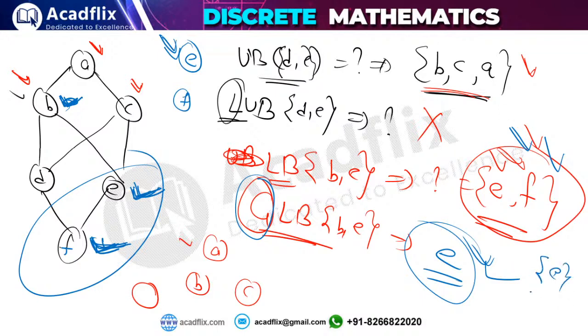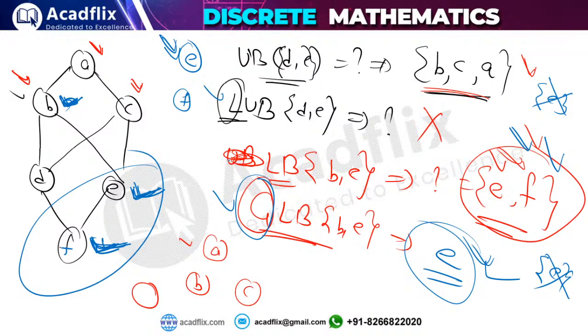The answer will not be two elements, because the greatest lower bound will be unique if it is existing. So don't write it like that. Similarly, the least upper bound will be unique if it is existing. Just like greatest element and least element, those are unique if they exist. They may not exist, but if they exist, then they will be unique.